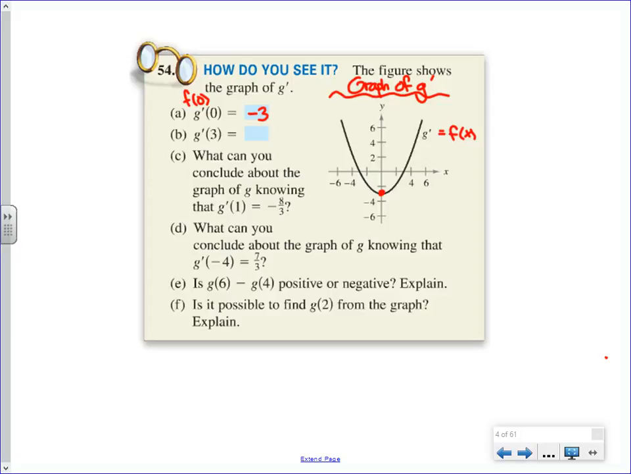Letter B, g prime of 3. What are we doing? Going to 3 and not worrying about the slope of the tangent line, saying, who is he at 3? Well, what's his y value? 0.